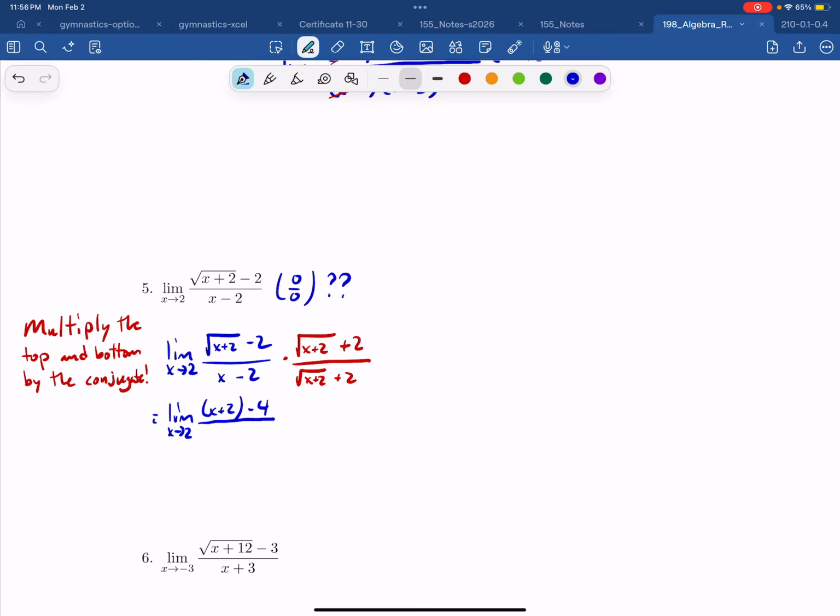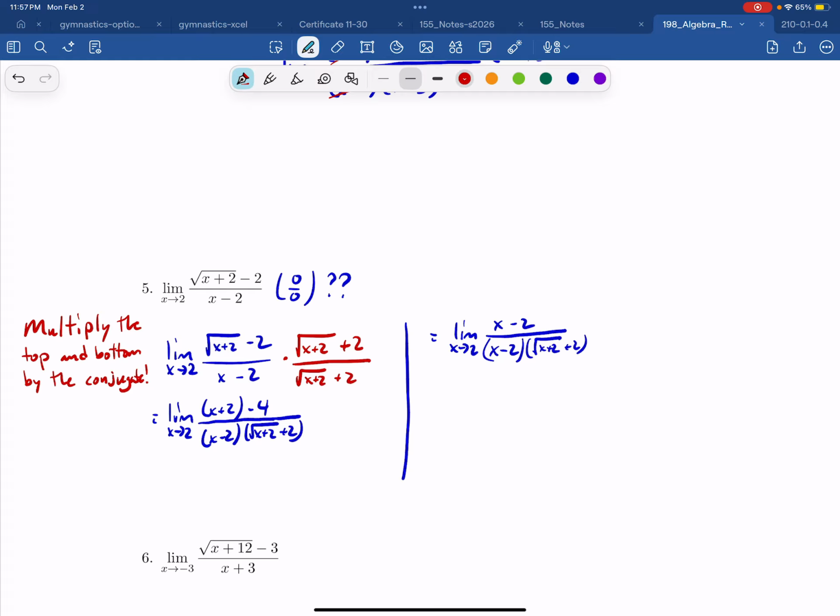Meanwhile, the bottom, please, please, please do not simplify the bottom. It's a bad idea. It's a waste of time, and it actually makes things more complicated. Okay, so we get this. I'm going to continue this over here. Note that we can simplify the top to x minus 2. See what we do right there? And then on the bottom, we still have that x minus 2. Oh, good thing we didn't simplify the bottom, right?